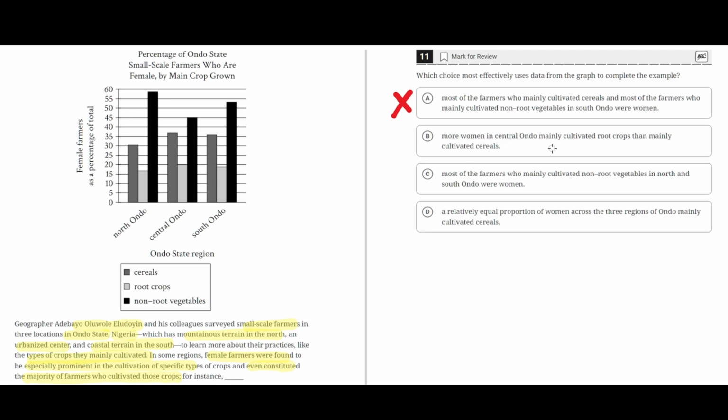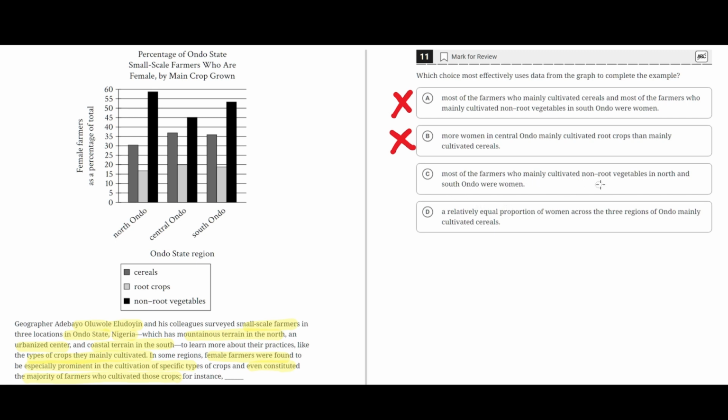B. More women in Central Ondo mainly cultivated root crops than mainly cultivated cereals. This is incorrect because this does not help support the claim, which is that female farmers were the ones who cultivated specific types of crops, or the majority of specific types of crops. So this is incorrect.